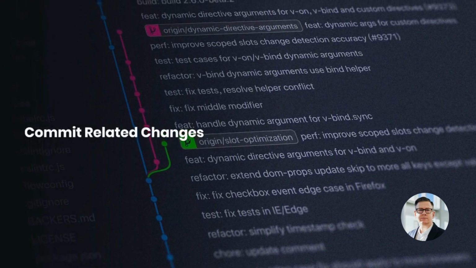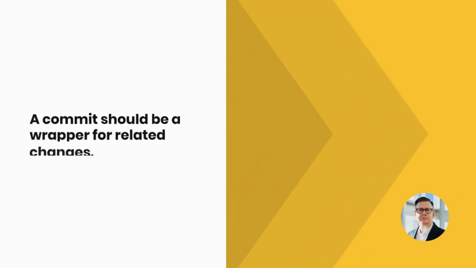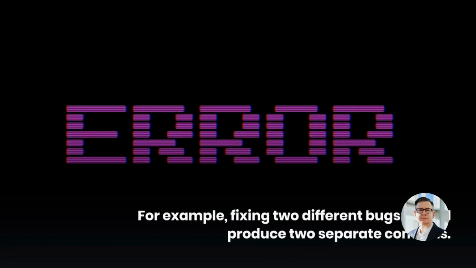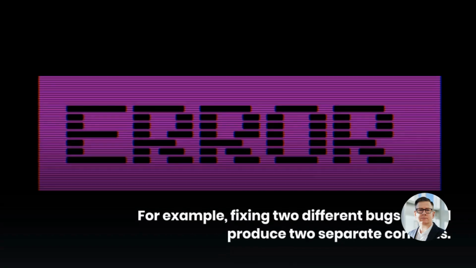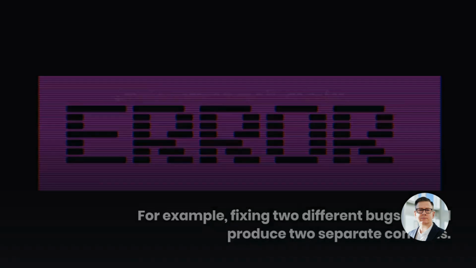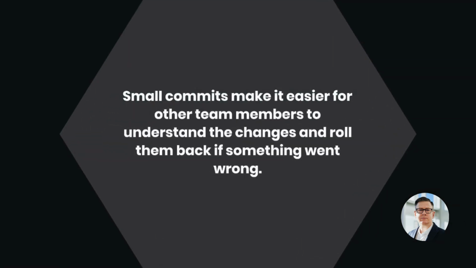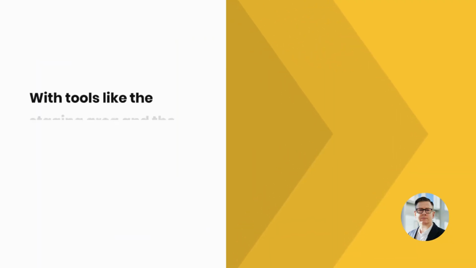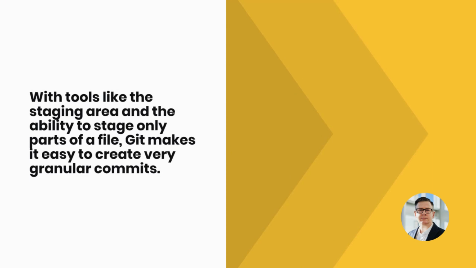Commit related changes. A commit should be a wrapper for related changes. For example, fixing two different bugs should produce two separate commits. Small commits make it easier for other team members to understand the changes and roll them back if something went wrong. With tools like the staging area and the ability to stage only parts of a file, Git makes it easy to create very granular commits.